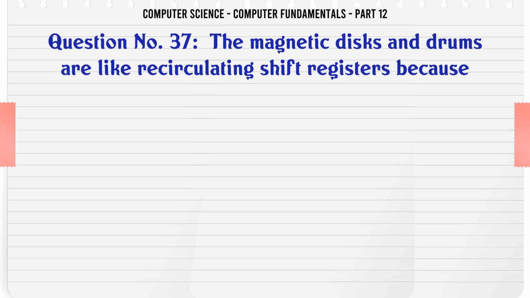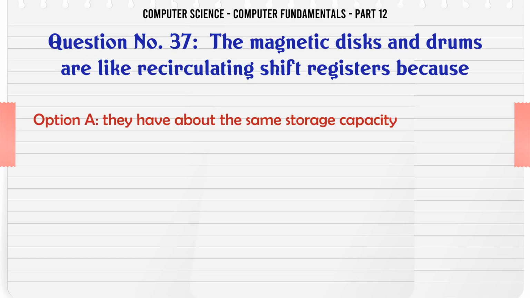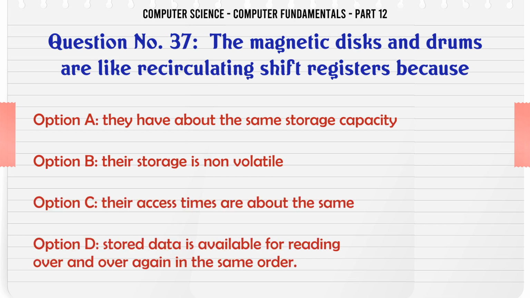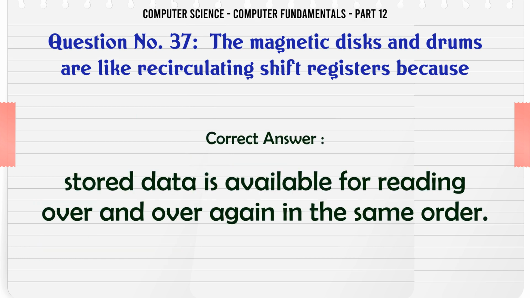The magnetic disks and drums are like recirculating shift registers because A. They have about the same storage capacity, B. Their storage is non-volatile, C. Their access times are about the same, D. Stored data is available for reading over and over again in the same order. The correct answer is stored data is available for reading over and over again in the same order.